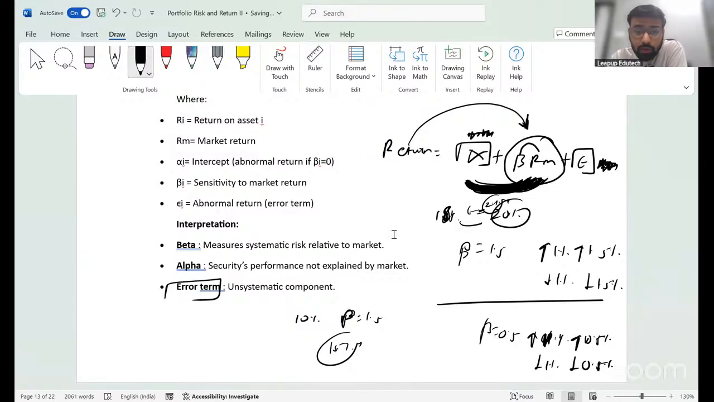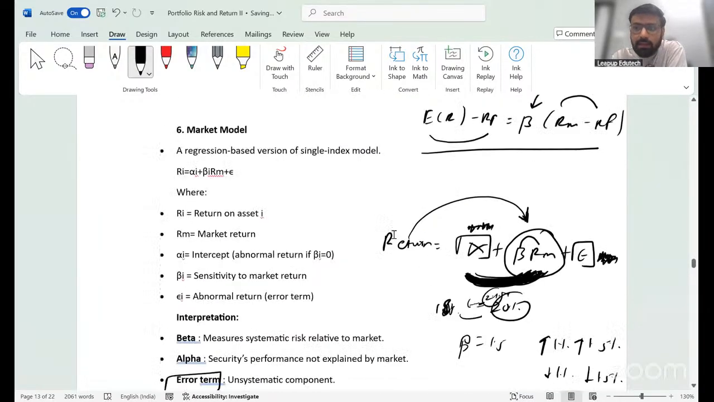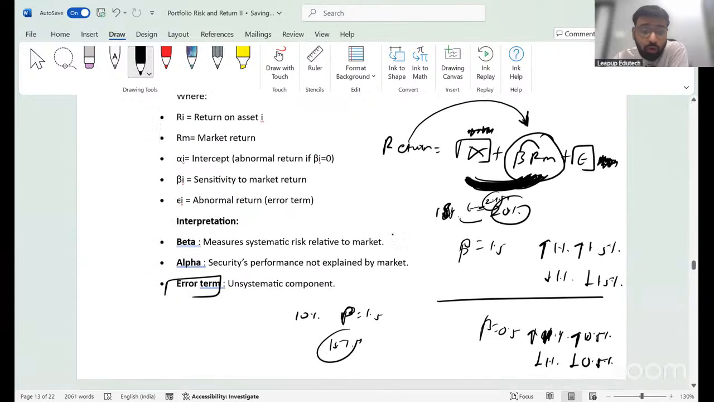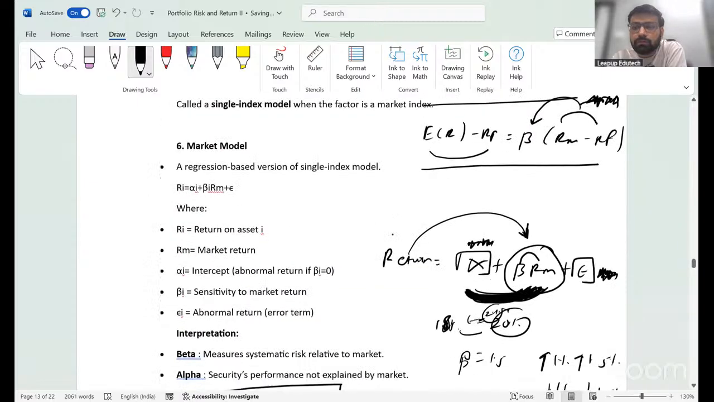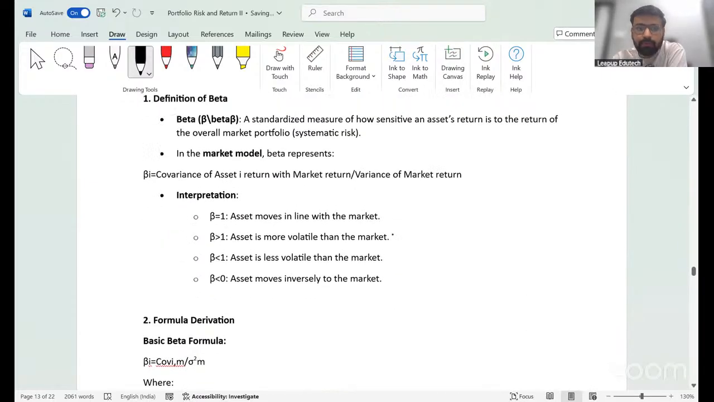And it can also be because of the unsystematic risk that is there. But I would not read too much into it. I would not try to understand or remember this via the unsystematic risk component, because that will confuse me even further. What I would try to remember this as is the error term only. Just remember this as error term. That's all. And that is what your market model is.